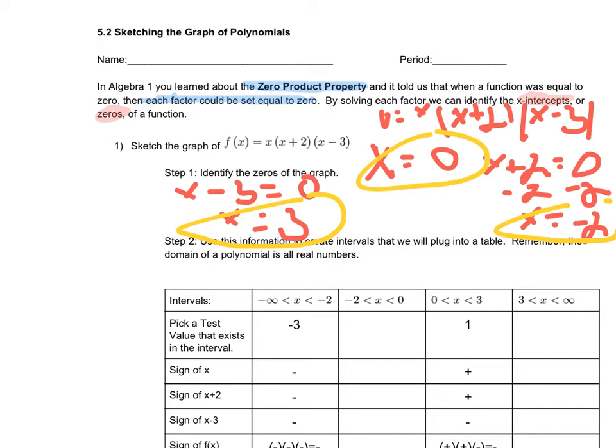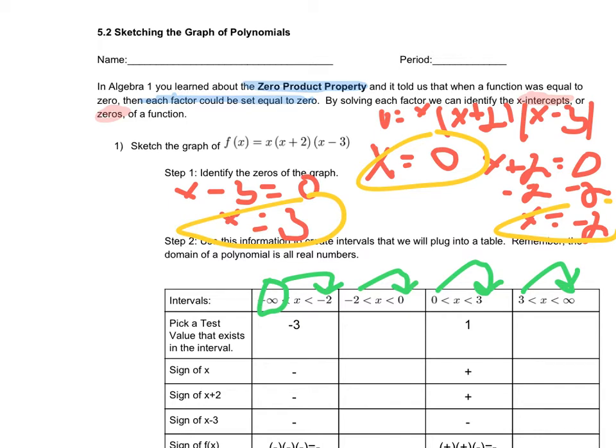So the way I create my intervals is I start on the left at negative infinity. All your intervals for polynomials will start from negative infinity. Then I go from negative infinity to my smallest x-intercept. Then I go from that x-intercept to the next smallest x-intercept. I go from that one to the next smallest, or in this case, my biggest. And then my biggest x-intercept always connects with infinity. All right.